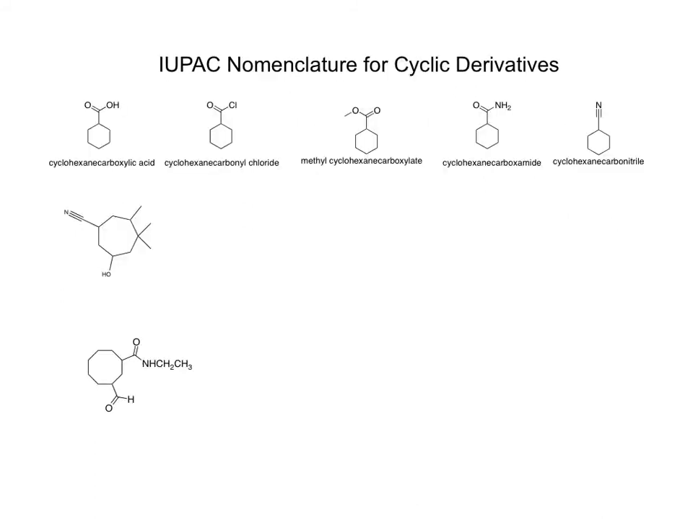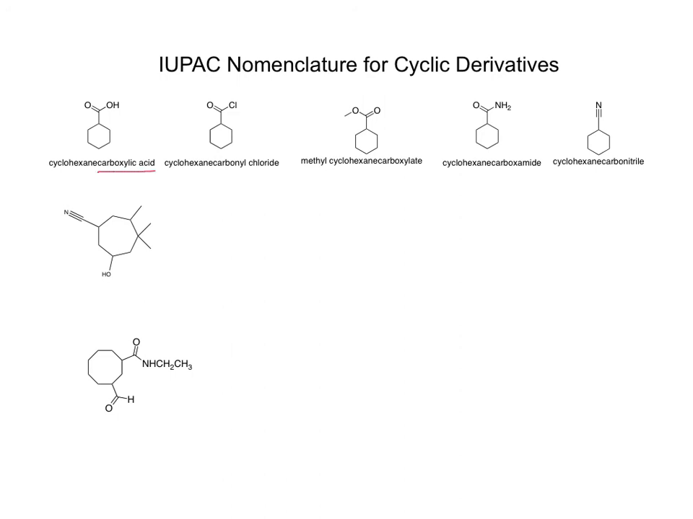Now for the fun part. What do you do when these derivative carbonyls are hanging off of a cycloalkane? You're just going to have to flat out memorize these 5 parents. If it is off of a cycloalkane and it's a carboxylic acid, it's cyclohexane carboxylic acid. If it's an acid chloride, cyclohexane carbonyl chloride. So let's go ahead and just underline the endings.